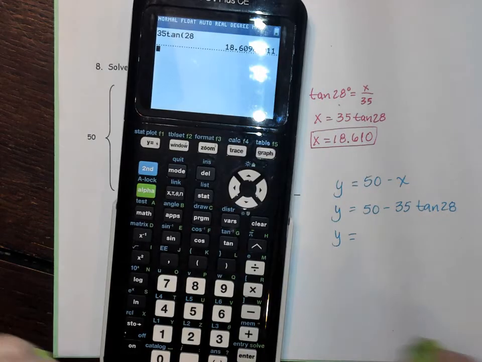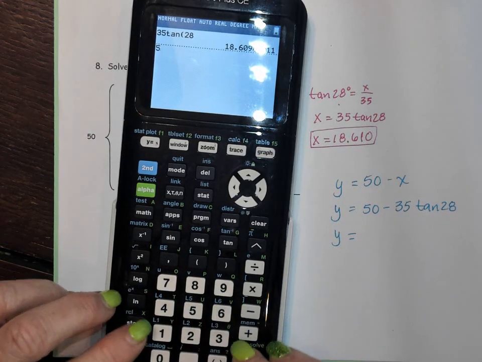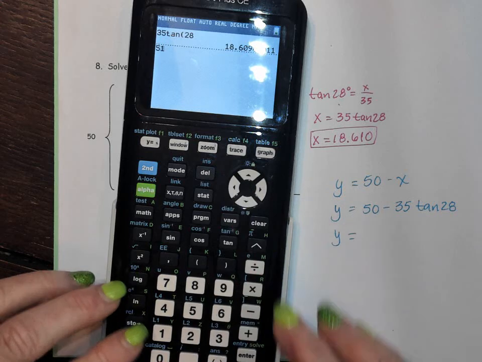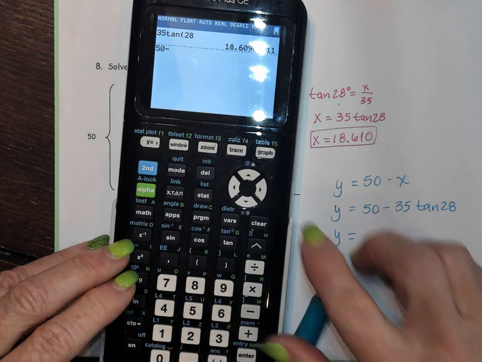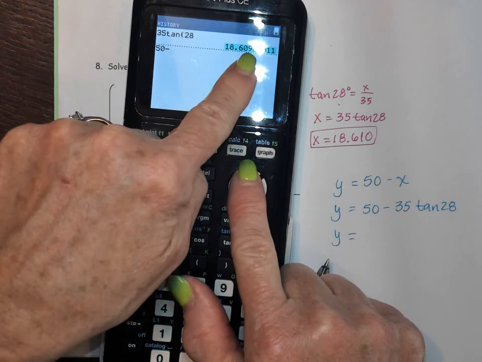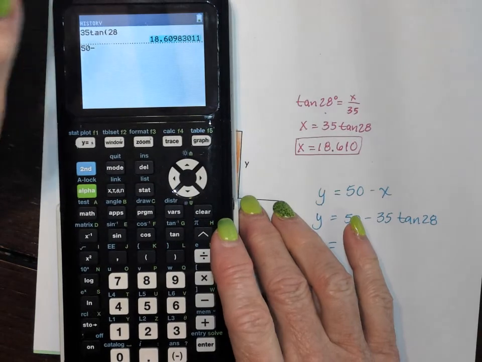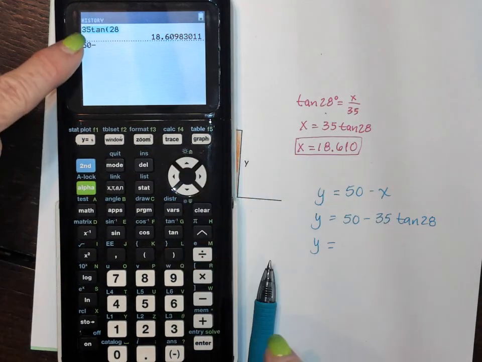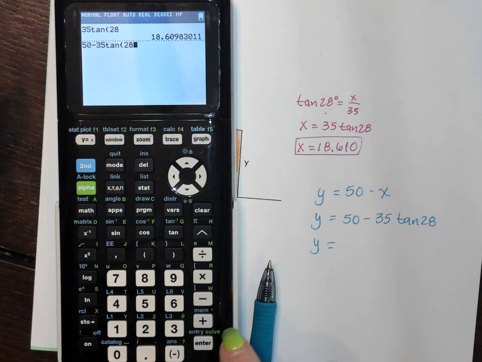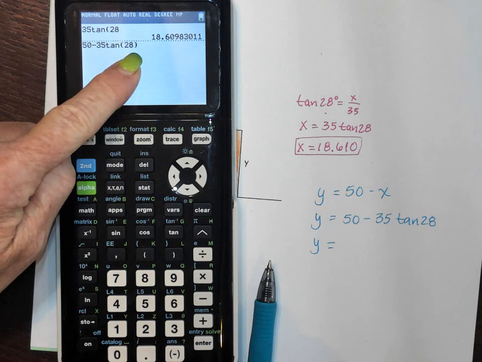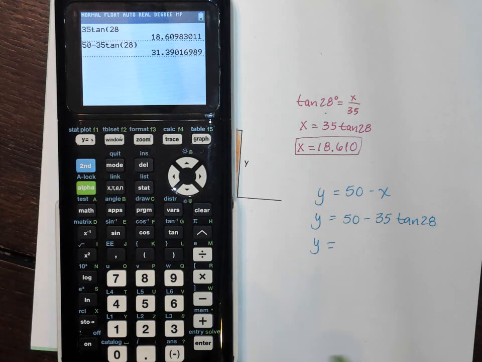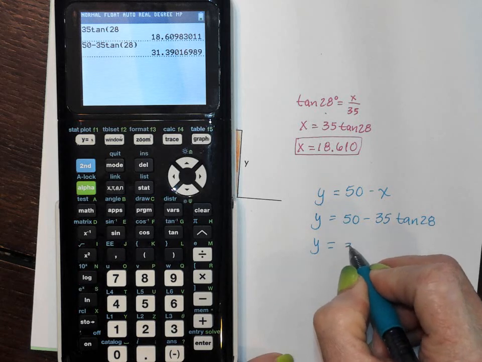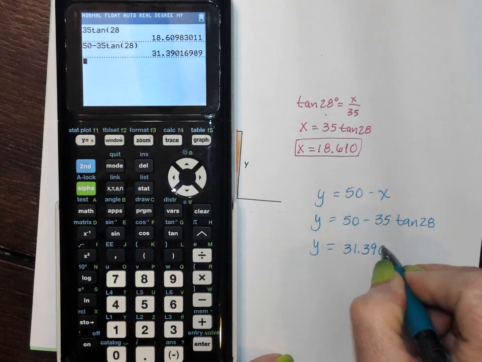And let's go do that. 50, oops, not 51, 50 minus. Now, last time I told you could arrow up and grab this number. Oops, glare. Grab that answer. You can also just keep arrowing back up and get that, the actual piece, 35 tangent 28. You could just pull that down, whichever one makes you happiest. I did close the parentheses this time. Enter. And there we have y is 31.390.